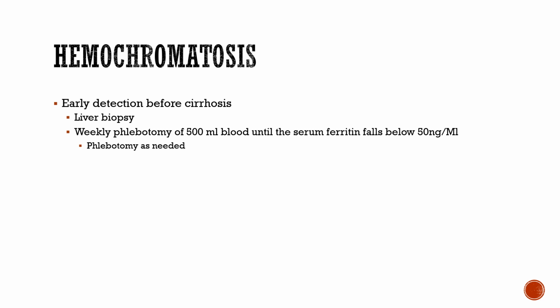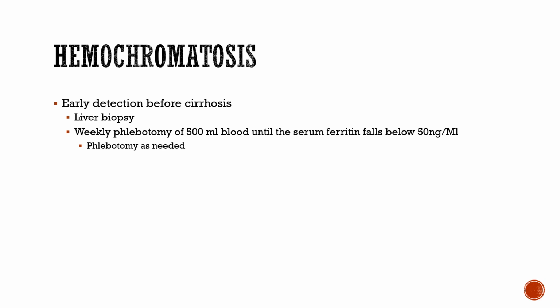A normal serum ferritin is less than 100 nanograms per milliliter. Hemochromatosis is present if the ferritin is greater than 300 in men and 200 in women. Also, genetic testing can reveal the HFE C282Y variant that is associated with hereditary hemochromatosis.